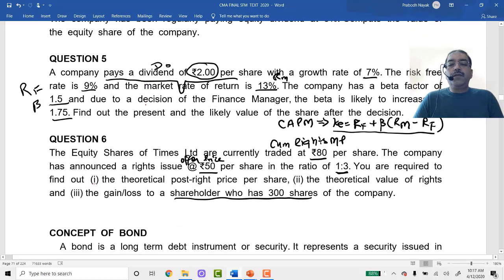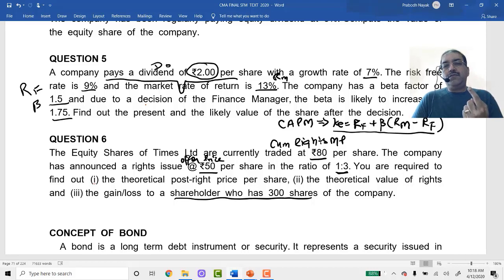Okay. So cum rights market price 80 rupees. Offer price is 50 rupees. N0 plus N1. Since I'm not given how many total shares, I'll say let the present number of shares be 1 share. N1 is additional number of shares, say 3 shares. So N0 is 1, N1 is 3.